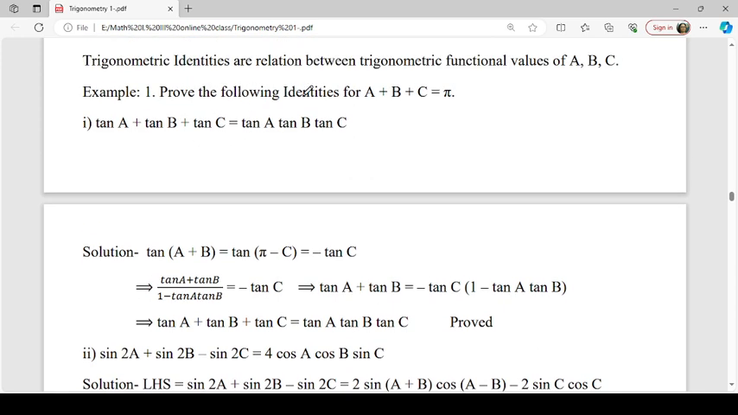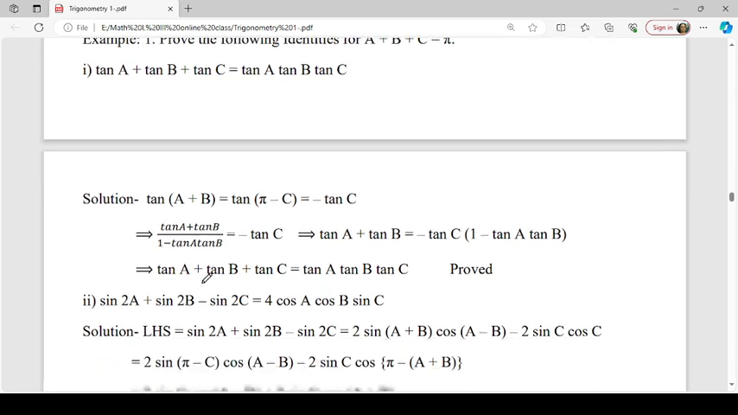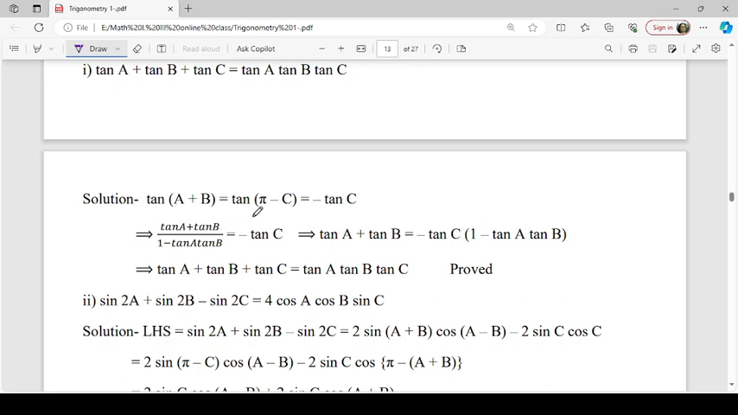So first thing, we have to prove that tan A plus tan B plus tan C equal to this one only when A plus B plus C equal to pi. So this solution is of this type. So tan of A plus B, it is because of this condition, so it is pi minus C. Tan of pi minus theta is minus tan C, and tan of A plus B we are expanding it, and then it is equal to minus tan C, and we are doing cross multiplication, and this gives us this result.